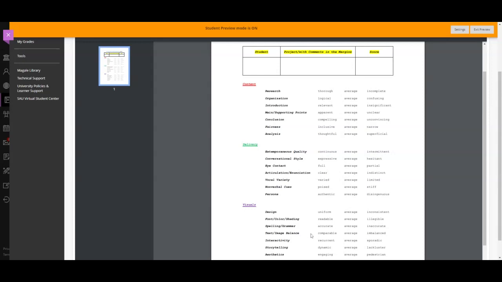That balance is appropriate. Is your interactivity recurrent? That really takes more in the classroom. Is your storytelling dynamic? Because remember, you are storytellers in addition to being verbal when you're speaking. And are your aesthetics engaging? Do you put together something that is visually appealing? So again, with your visuals, design uniform, font, color, shading, readable, spelling, grammar, accurate, text image balance, comparable, interactivity, recurrent.